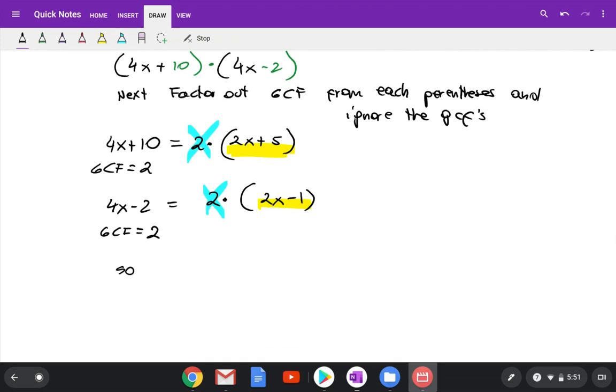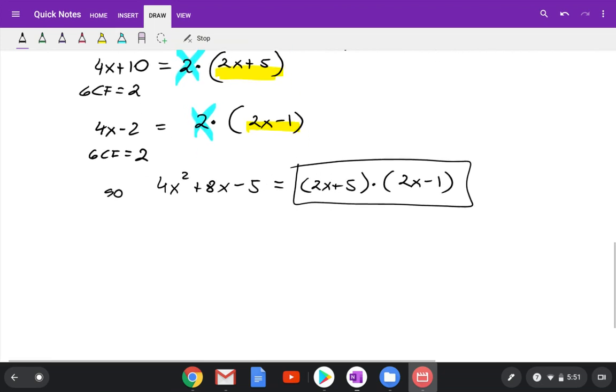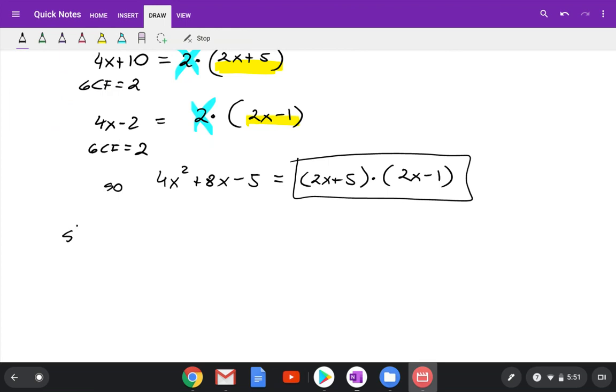So the quadratic equation 4x squared plus 8x minus 5, we're going to rewrite using our factors, which is 2x plus 5 times 2x minus 1. Okay, so we have it. And the last step, step 4, solve using the zero product rule.